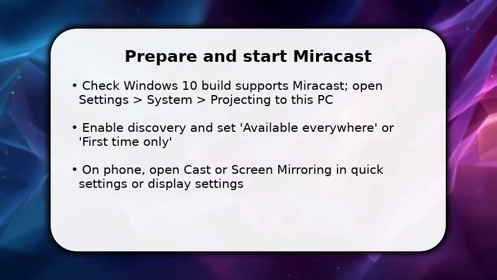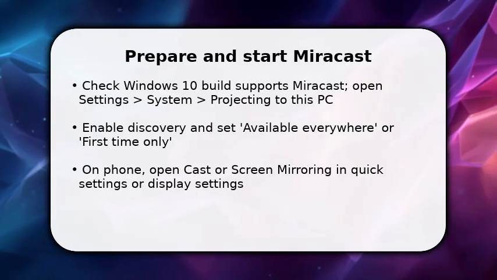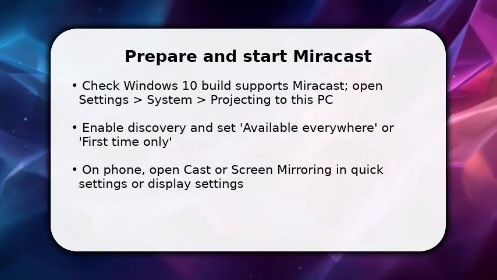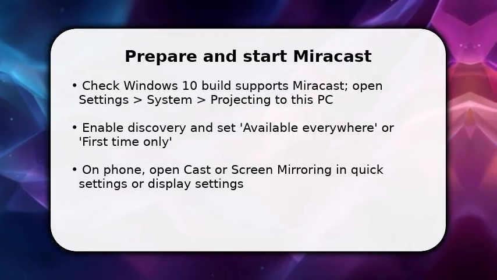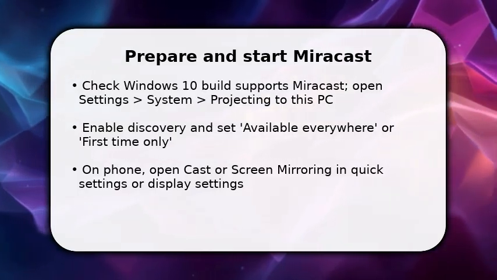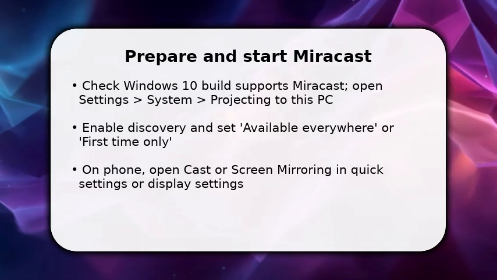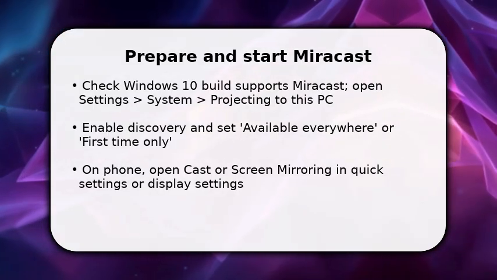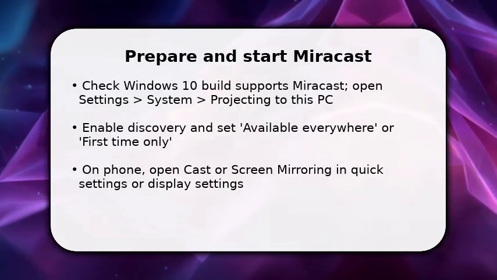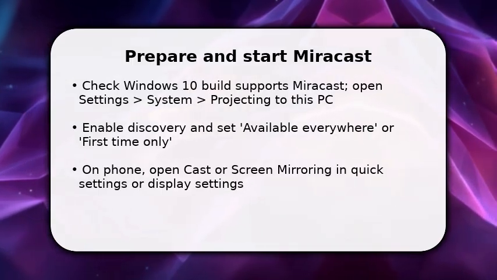You begin by enabling the receiver on your laptop, because Windows must advertise itself for casting. Open Settings, go to System, then Projecting to this PC, choose Discoverable Settings and require PIN if desired. Once done, make sure your laptop and phone are on the same Wi-Fi network. Miracast often needs local network connectivity.